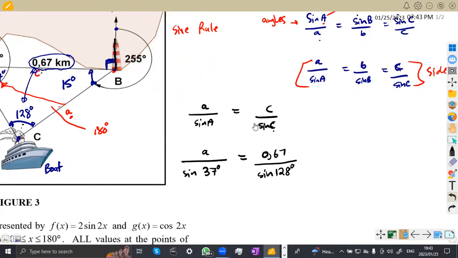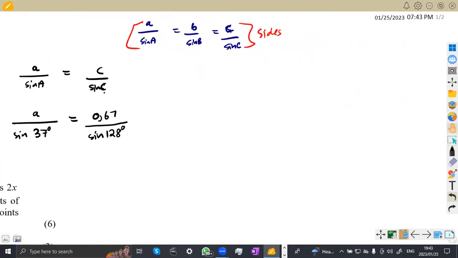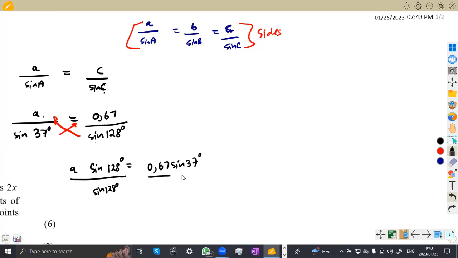What are we going to do now to calculate A? Everything is fine. We are just left with this part. We can cross multiply, whatever is best for you. Let me do it the way that we all understand. So we're going to cross multiply. A times sine 128 is equivalent to 0.67 times sine 37, that is sine of 37 degrees. To find A, we are going to divide by sine 128 degrees. Definitely these two are going to cancel.